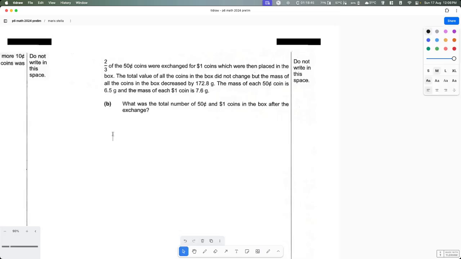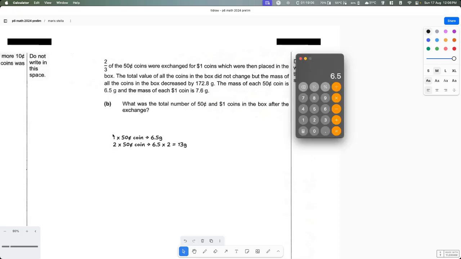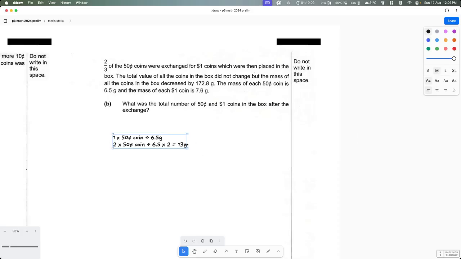So we know that one 50-cent coin is equal to 6.5 grams. So 2 times 50-cent coins is equal to 6.5 times 2, which is equal to 13 grams. You can double confirm with your calculator. Once this is correct, then we know that one $1 coin is equal to 7.6 grams.